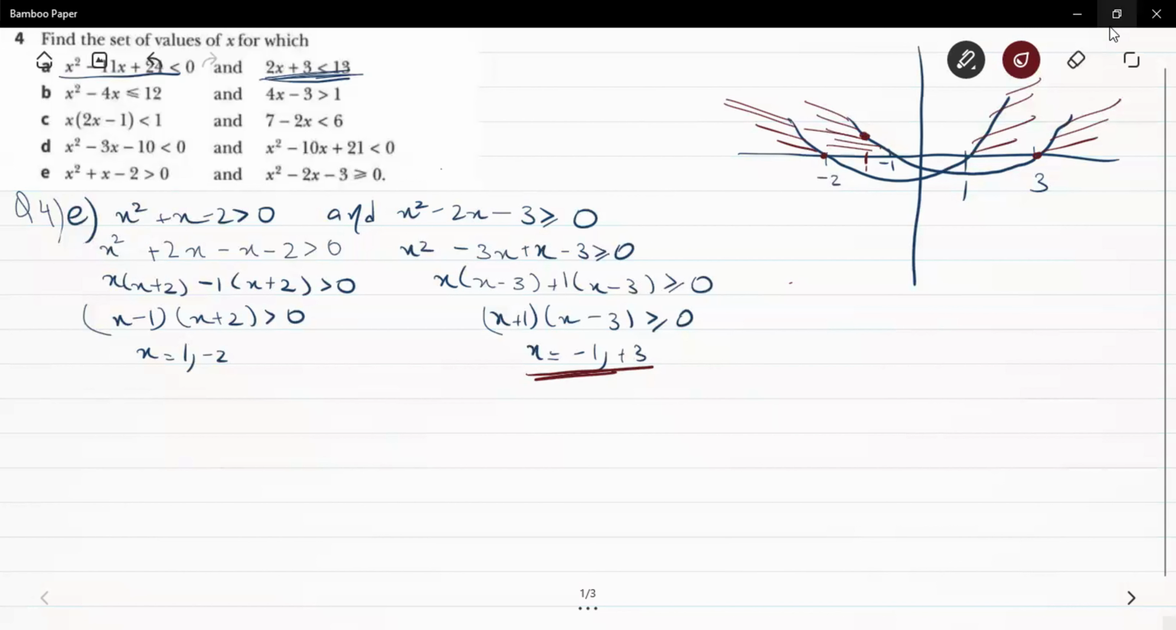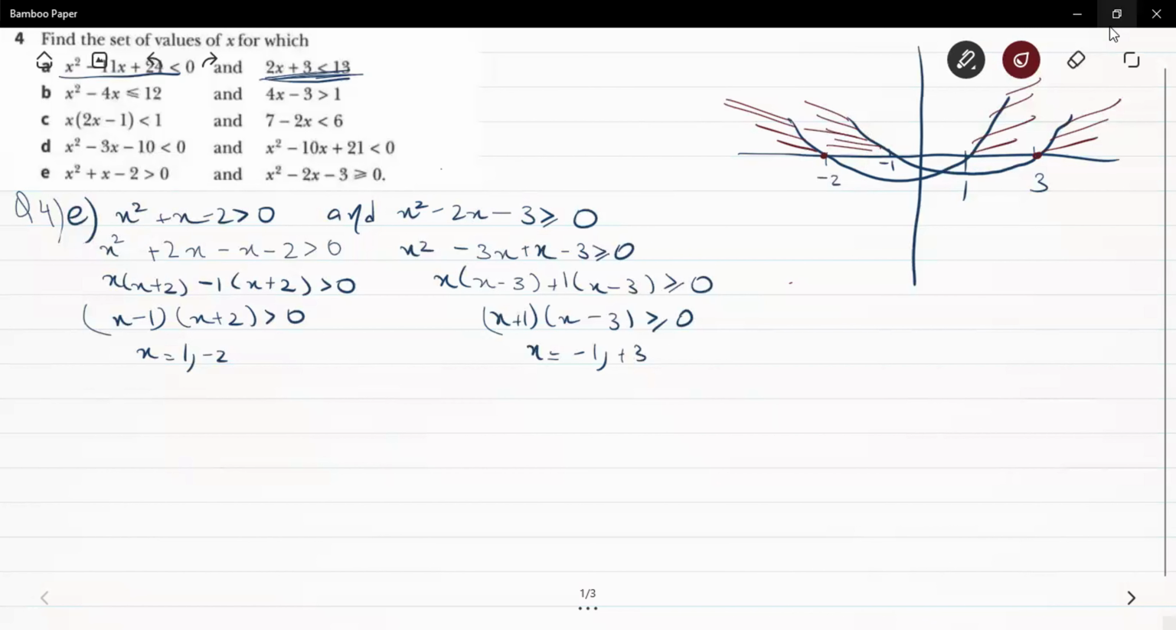However, for the other graph, at the point 1, it is below the x-axis, at some point we do not know what. But it's below the x-axis. Its value for y is negative, and it's lesser than 0. However, we want the values to be greater than 0. And that's basically it.